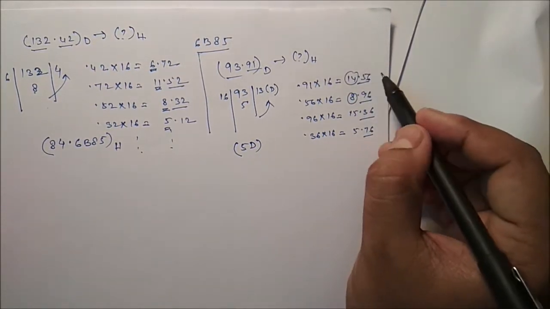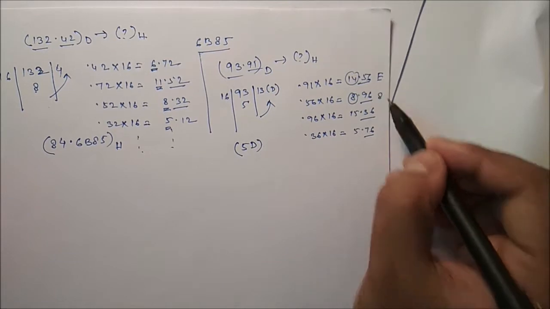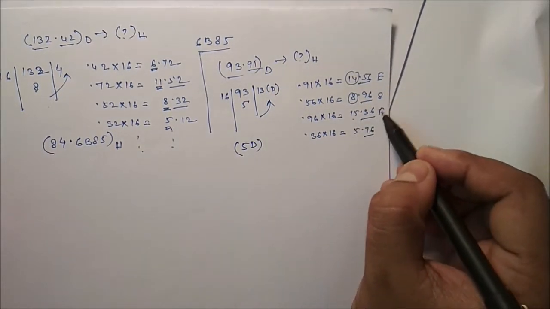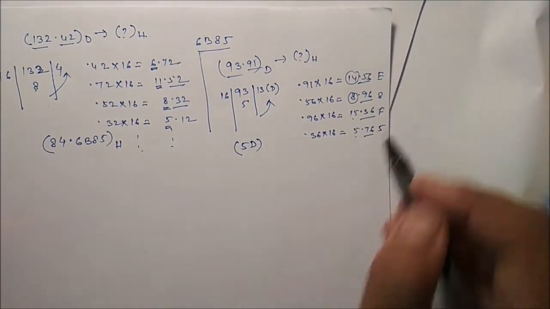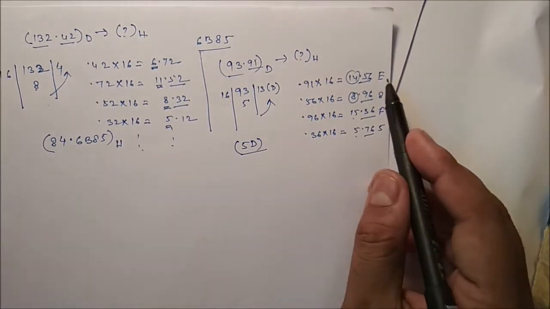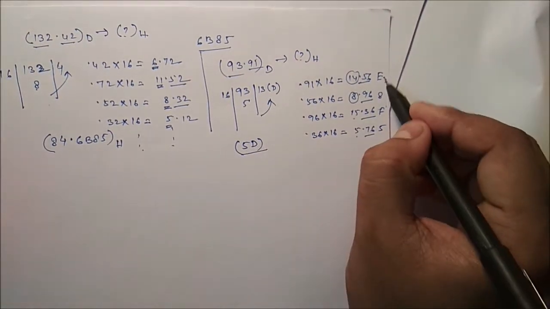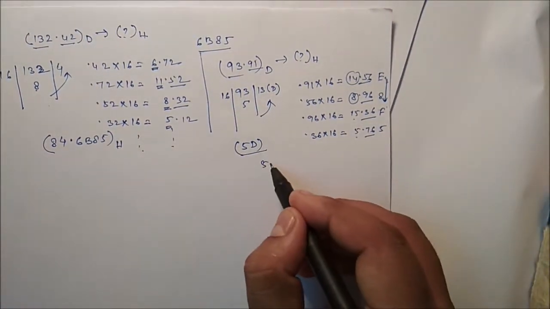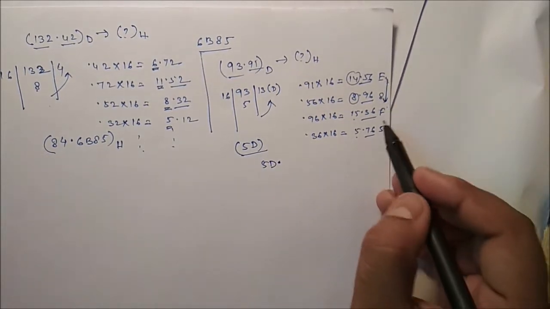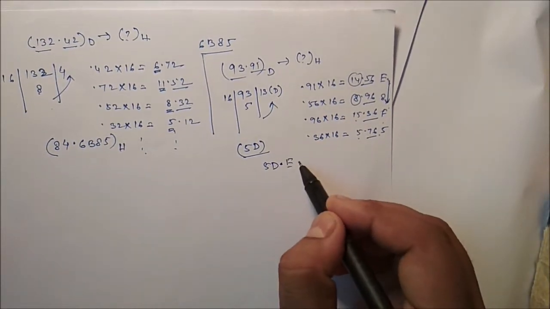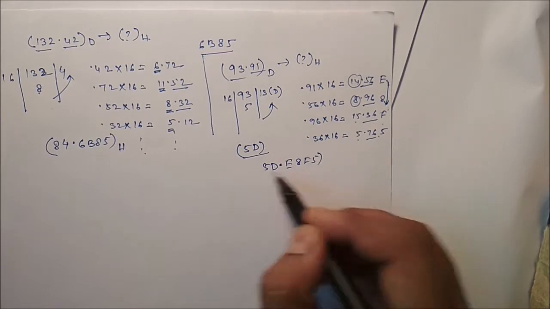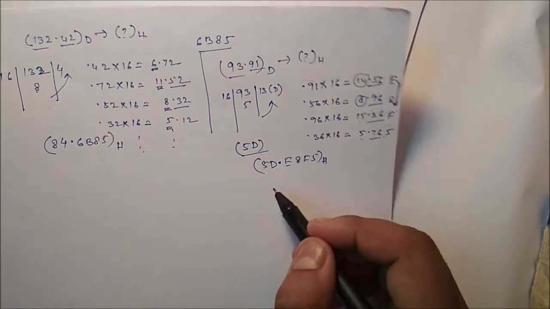So what is 14? 14 is nothing but E. What is 8? Same as 8. What is 15? That is nothing but F. And what is 5? Same as 5. So you have to concatenate these two numbers. You have to take from top to bottom. So 5D point E8F5. E8F5. That is in hexadecimal number.